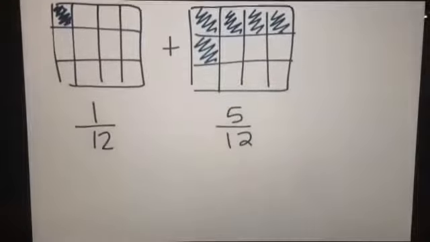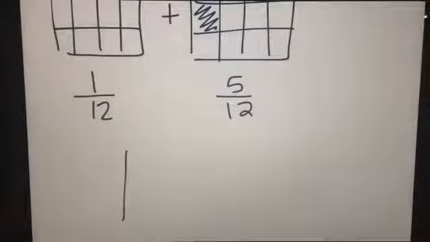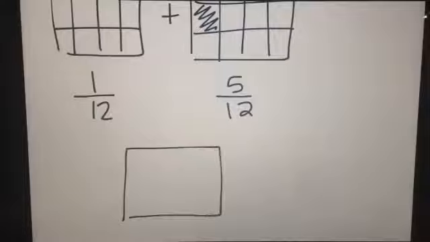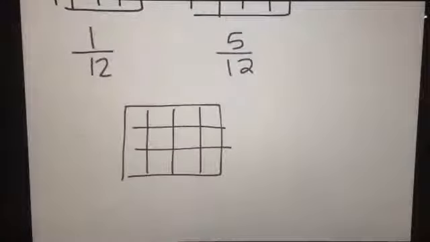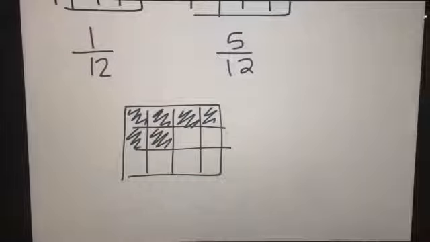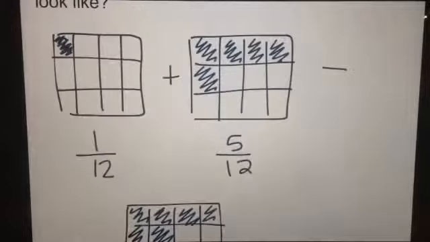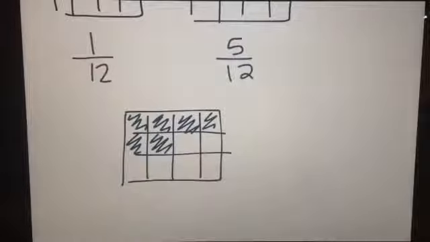And if I were to add those together, then hopefully you'll see that if I have 1/12 colored in and 5/12 colored in, then I should color in 6 of them to see what the sum actually is. So when I add these together, I put the equal sign up here, and that equals 6/12.